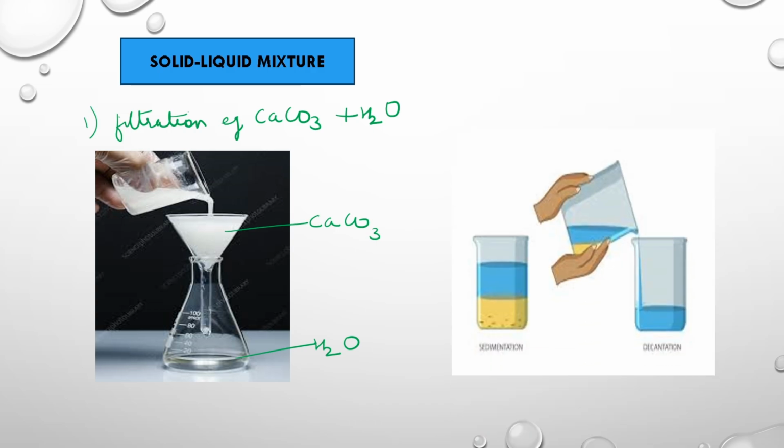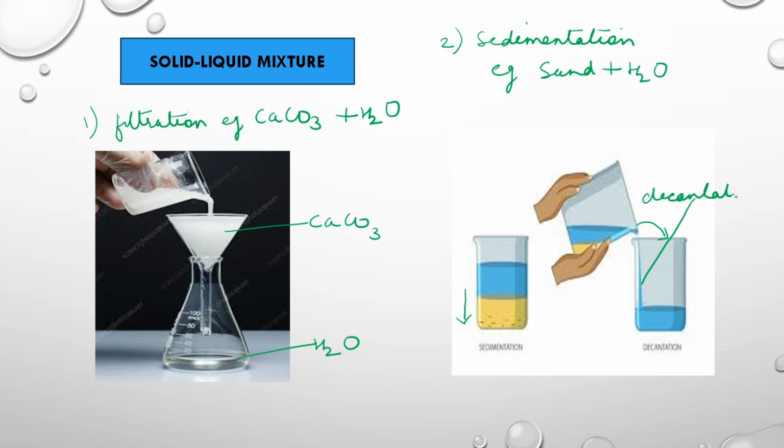Coming to the next technique, we have sedimentation, and in sedimentation we have the example of separation of sand and water. When we take this mixture in a beaker, we are going to leave it for some time. Due to gravity, what will happen? The sand particles and all the suspended particles are going to settle down. Then very carefully, without disturbing the lower settled layer, we are going to pour this solution into another beaker. This process is called decantation, and we will be able to separate sand from water.